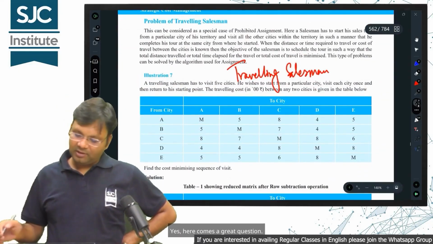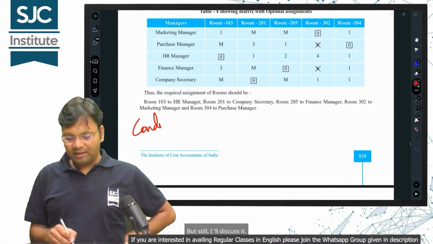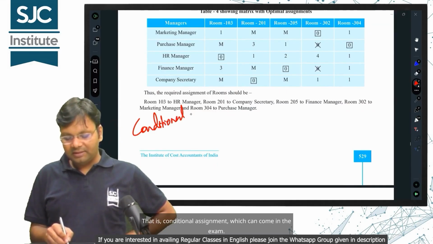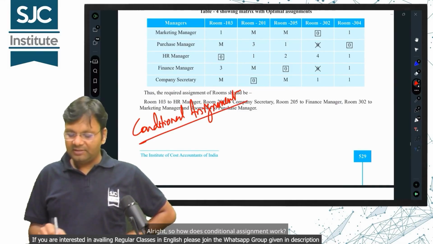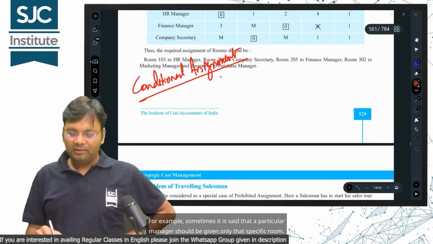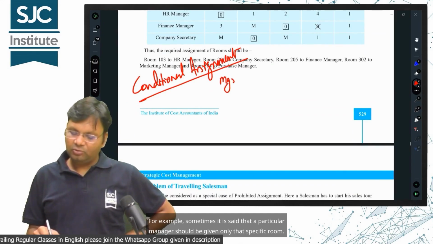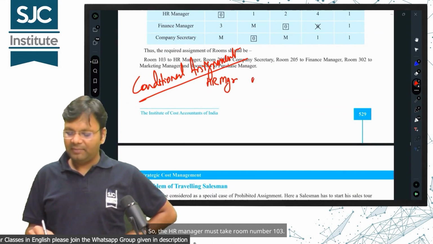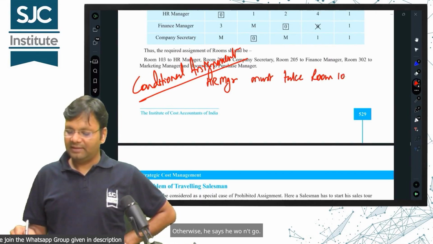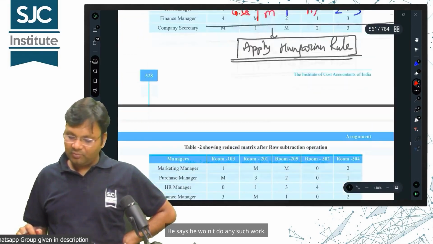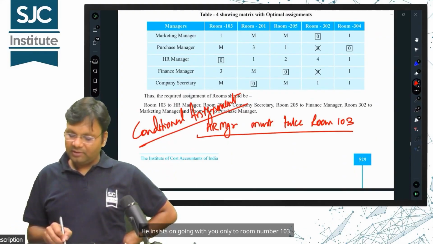Yes, here comes a great question. There's one more case which is not given here, but still, I'll discuss it. That is conditional assignment, which can come in the exam. So how does conditional assignment work? For example, sometimes it is said that a particular manager should be given only that specific room. So, the HR manager must take room number 103. Otherwise, he says he won't go. He insists on going only to room number 103.